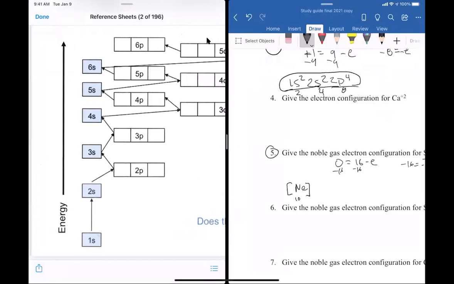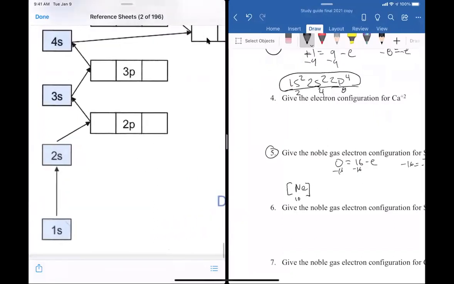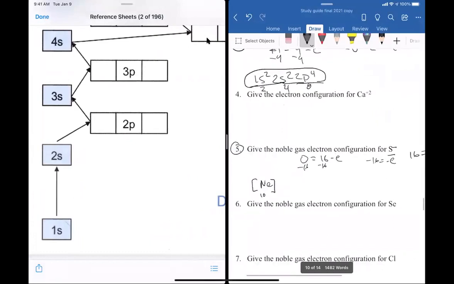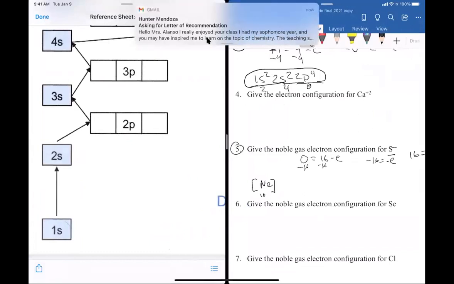Neon has 10 electrons, meaning let's see where it leaves off here. So 1s is 2, 2s is 2, that's 4, 2p is 6, 8, 10. So that means that neon takes care of 1s2, 2s2, 2p6. So we just pick up where neon left off because we need to house 6 more. We need to go up to 16.